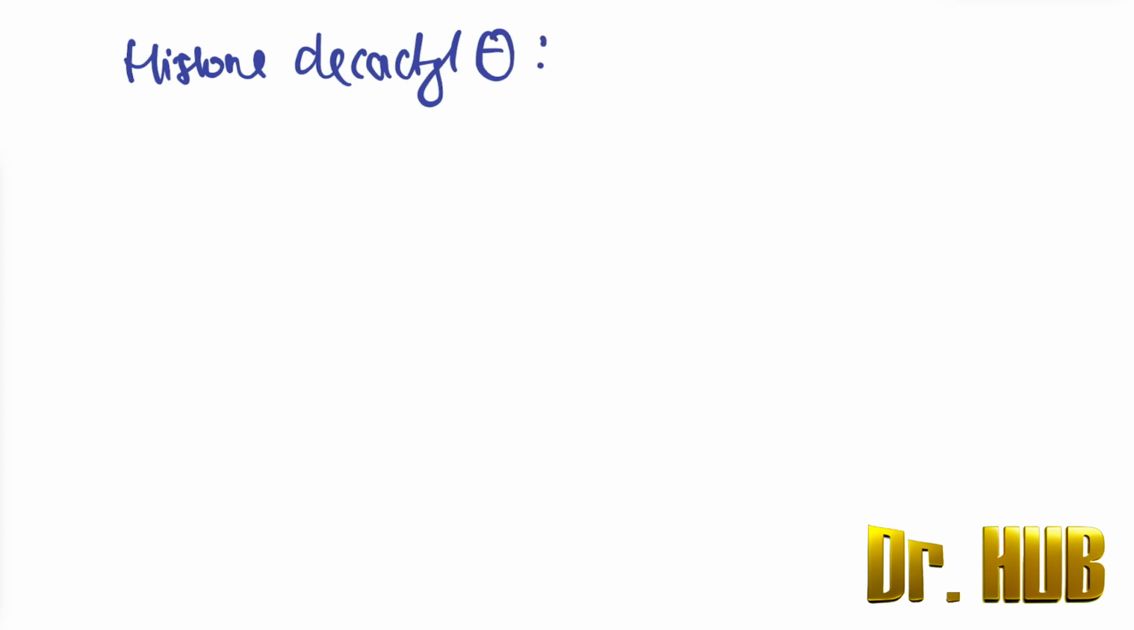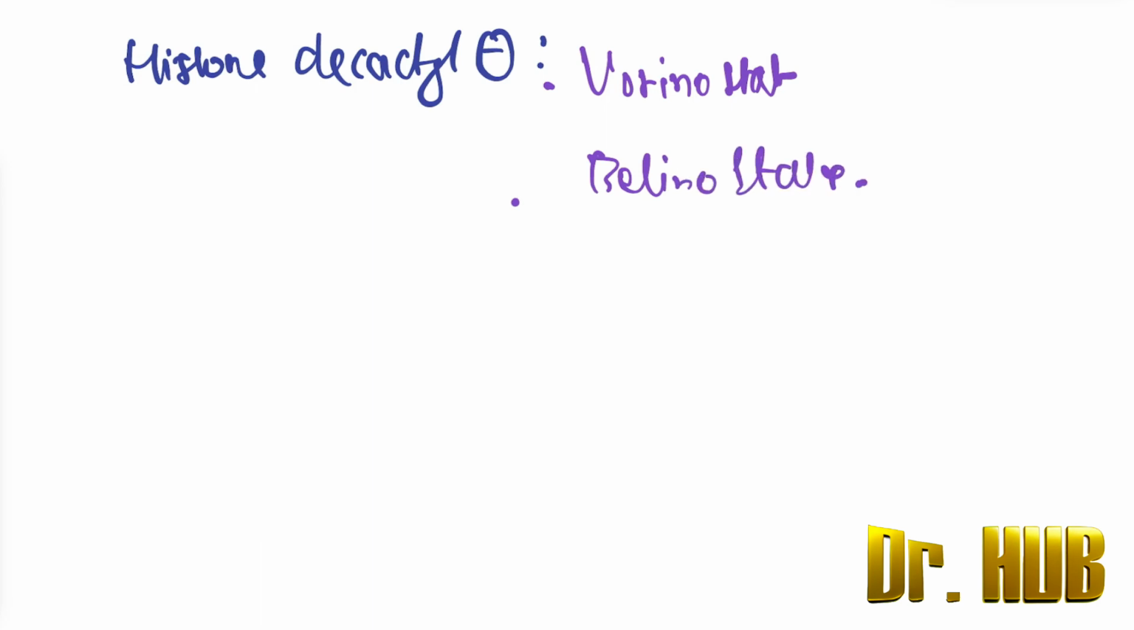Then we move on to the histone deacetylase inhibitors. Under histone deacetylase inhibitors, it includes vorinostat as well as belinostat. So what are the other drugs? Other drugs can also include hydroxyurea.